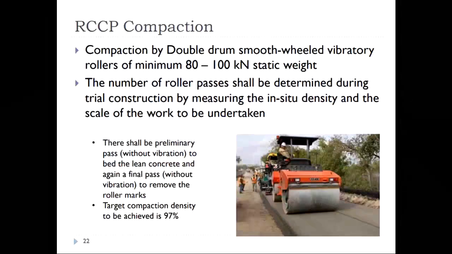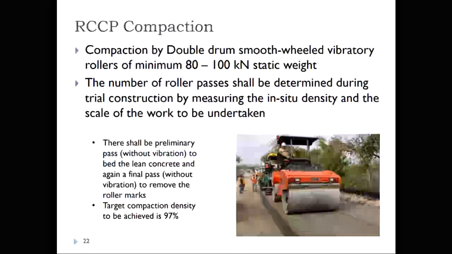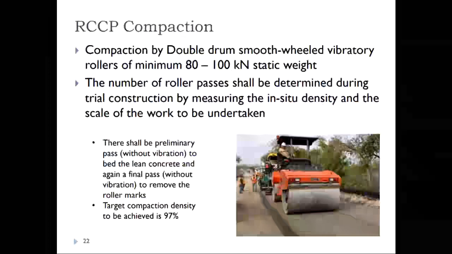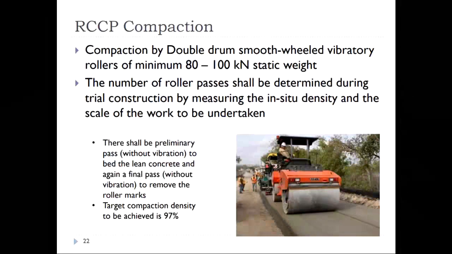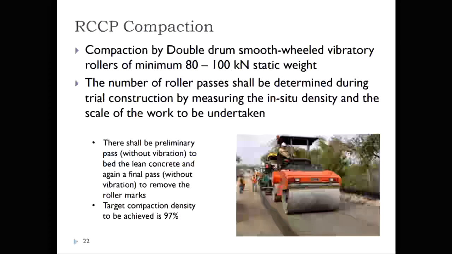Now, coming to the compaction aspect. We discussed initially the mix proportioning, then we discussed the design. Then let us talk about the construction aspect. When it comes to RCCP compaction, this compaction can be carried out using your conventional smooth wheel rollers, either static wheel rollers or by using your vibratory rollers.